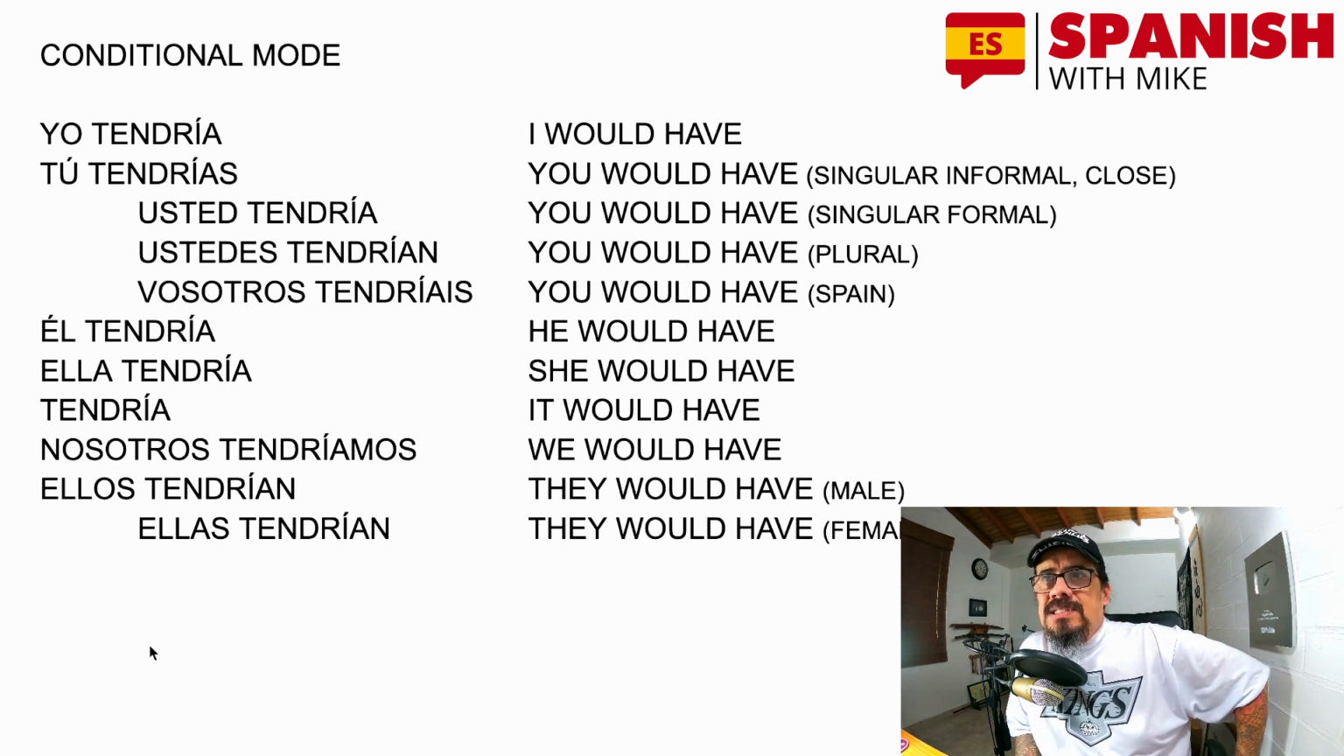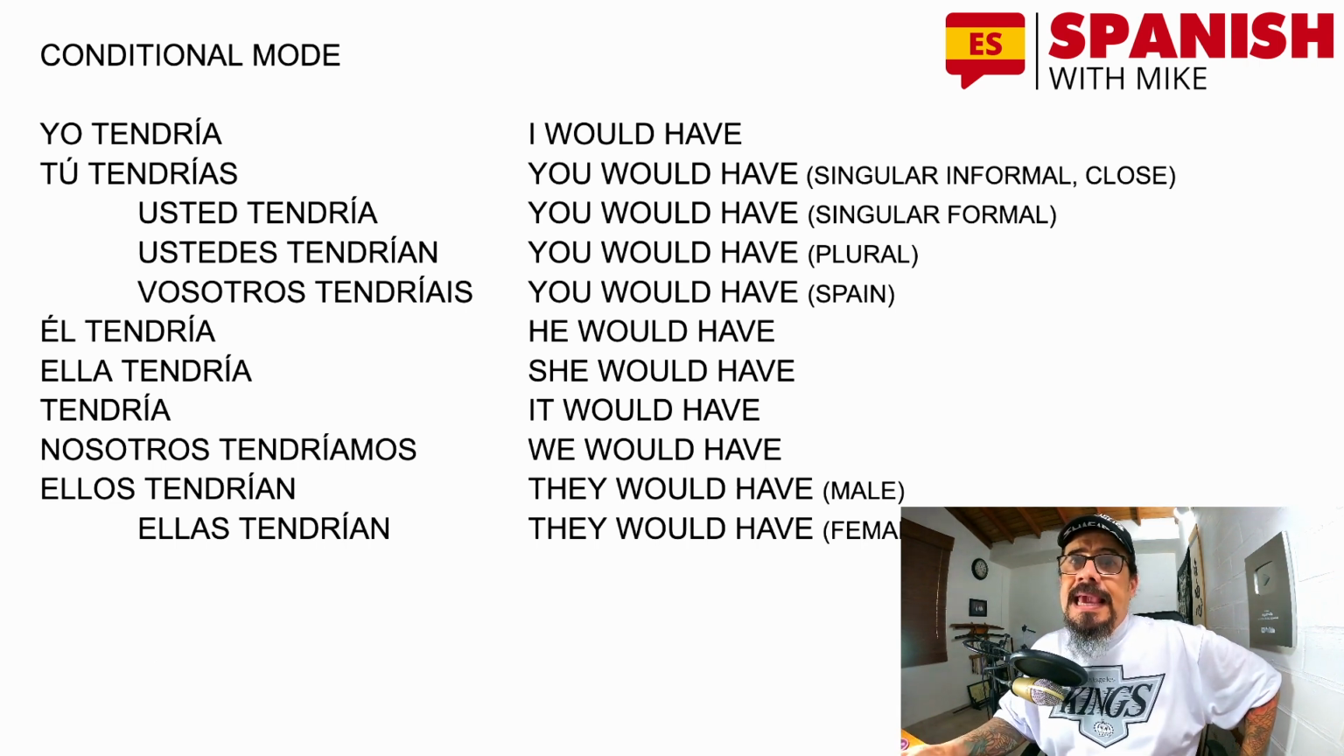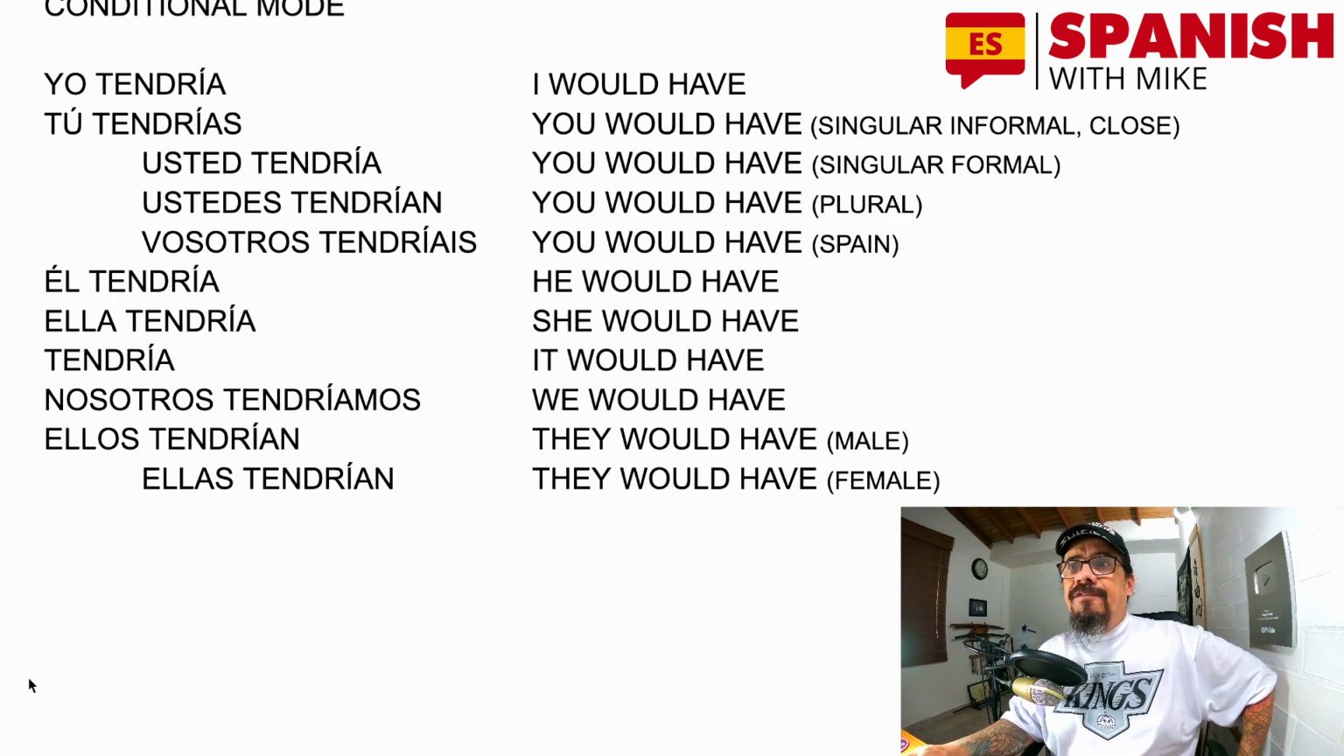Vosotros tendríais, you would have, Spain, if we were living in Spain. Él tendría, he would have. Ella tendría, she would have. Tendría, it would have. Nosotros tendríamos, we would have. Ellos tendrían, they would have, for male. Ellas tendrían, they would have, for female.